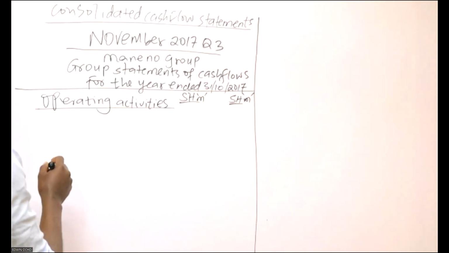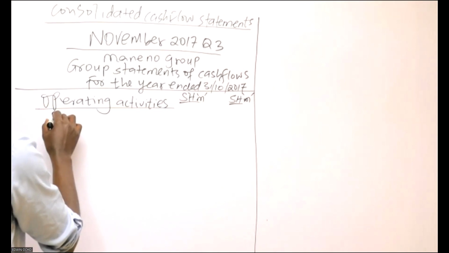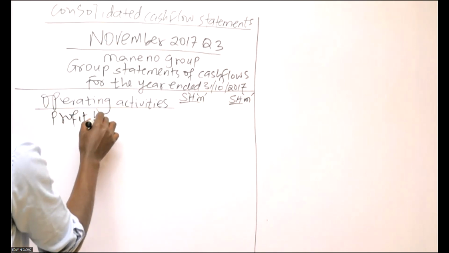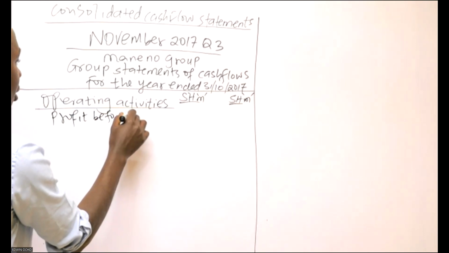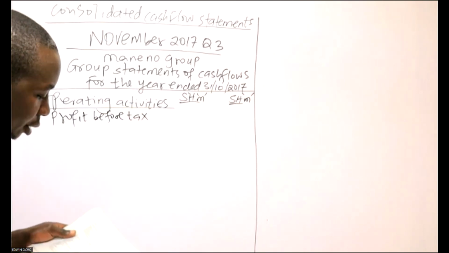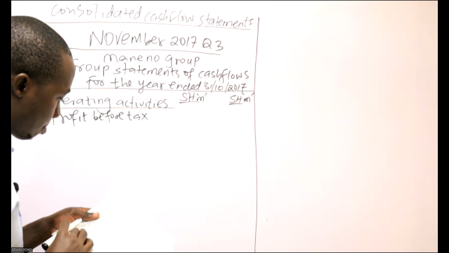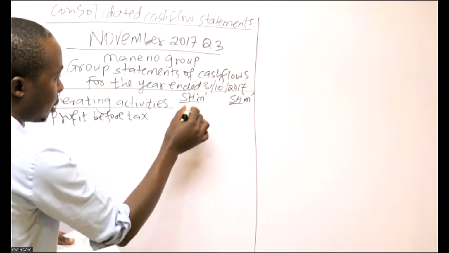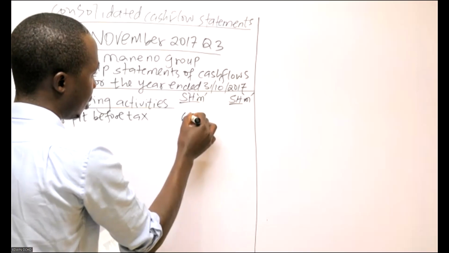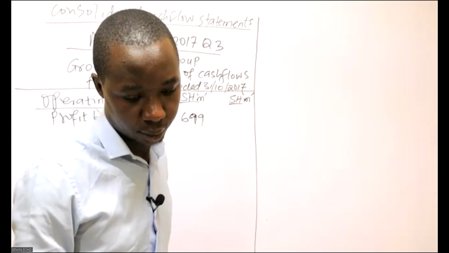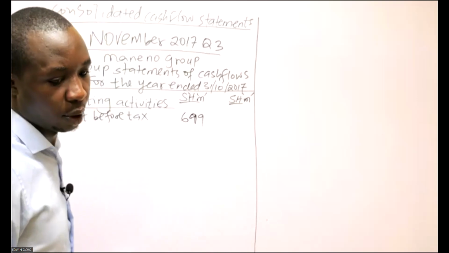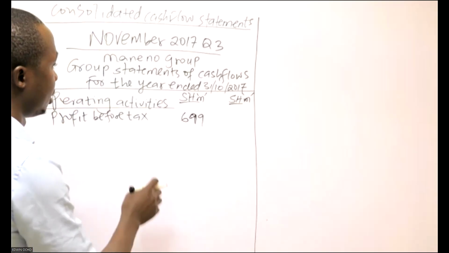So here, starting from operating activities, we always start from profit before tax. So you go to your income statement. Your profit before tax is 699 from your income statement.